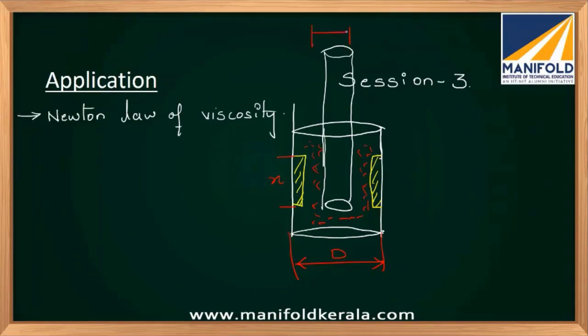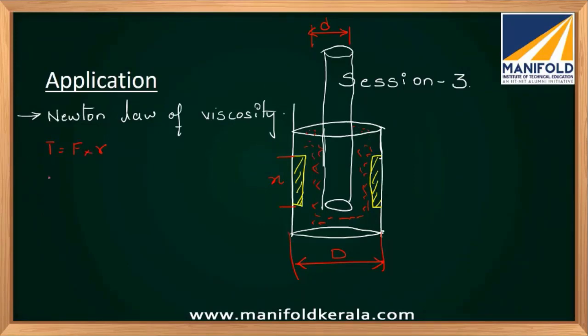Diameter of the shaft is small d. What happens? We have high viscous oil filled in this cylinder and the shaft is rotating inside this cylinder. When this is rotating, we will have some torque produced. That torque will be force into perpendicular distance, that is the radius.